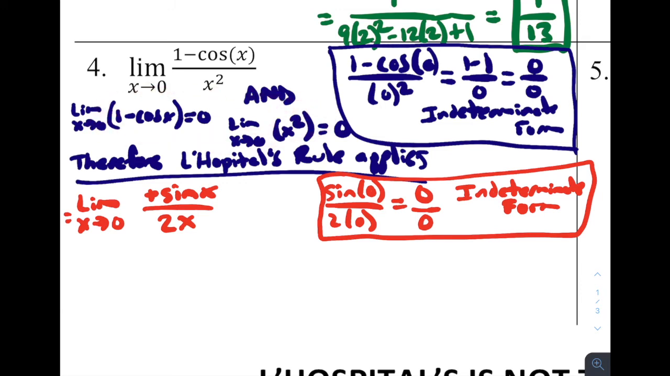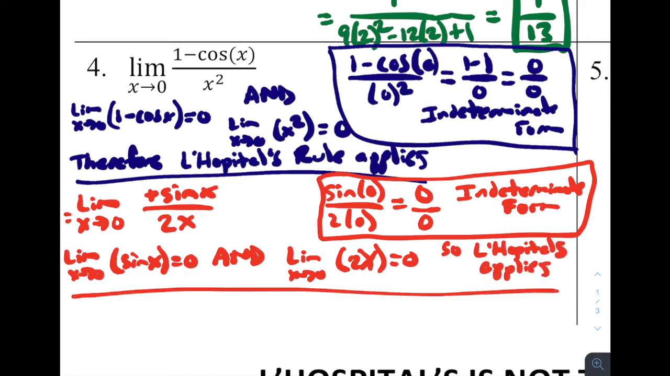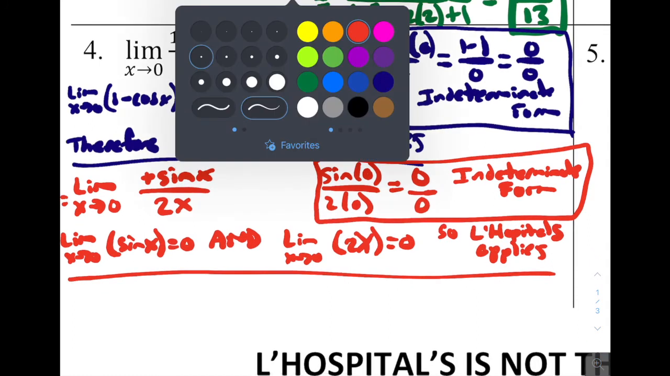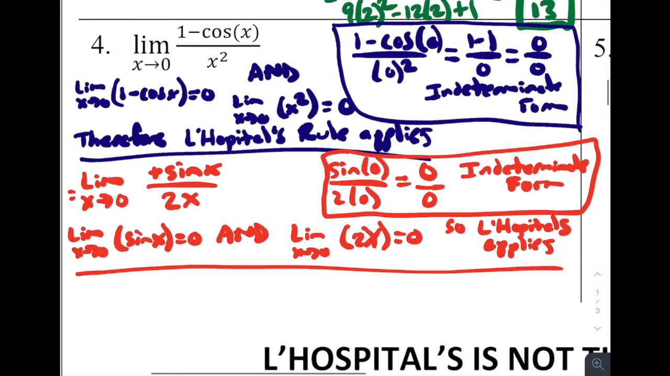I'm going to show that the limit as x approaches 0 of the numerator, sine of x, is equal to 0, and the limit as x approaches 0 of the denominator, 2x, is equal to 0. So L'Hopital's rule applies. And we're going to move on to the next step, which hopefully is the last one. We'll see. So, green.